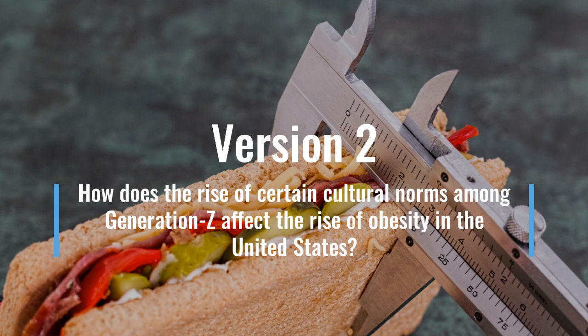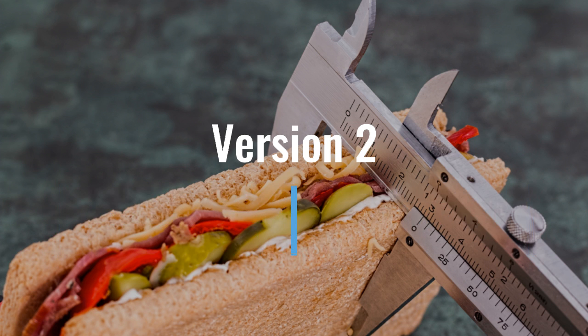And a bonus version of the question, how does the rise of certain cultural norms among Generation Z affect the rise of obesity? This version is even more specific because it targets a specific population of people, namely Generation Z. And at the time of this video, Generation Z represents the audience who's most likely to read this student's paper, so there's a rhetorical element to the focus of the question as well. It's always a good idea to keep your audience in mind when forming your research question and working thesis.